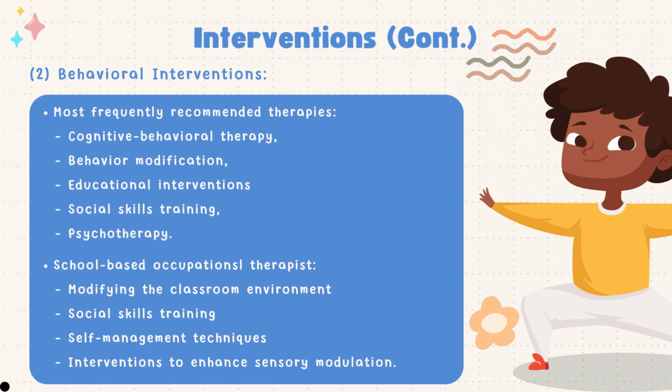Next is the behavioral intervention. The most frequently recommended therapies are cognitive behavior therapy, behavior modification, educational interventions, social skills training, and psychotherapy. School-based occupational therapies provide a variety of strategies to the classroom to improve attention and focus. Examples include modifying the classroom environment, social skills training, self-management techniques, and interventions to enhance sensory modulation.